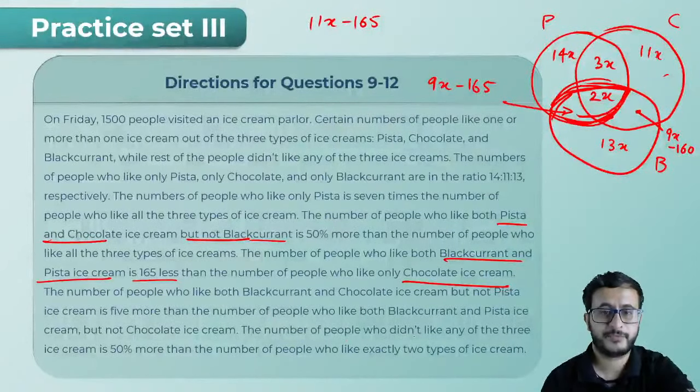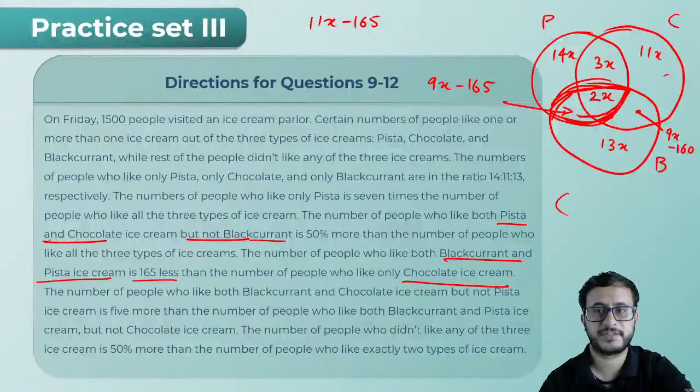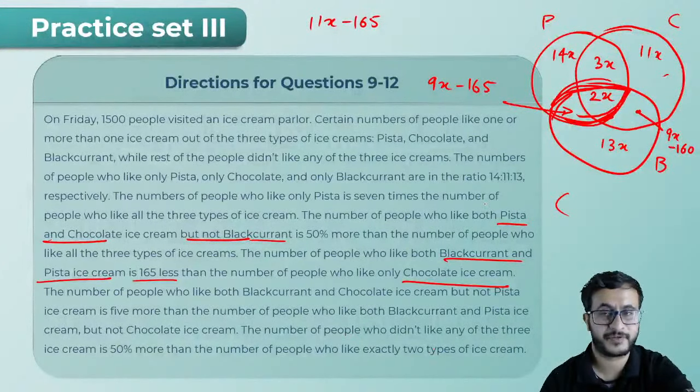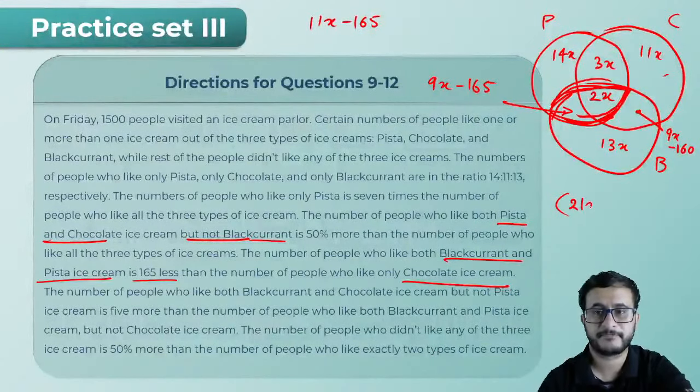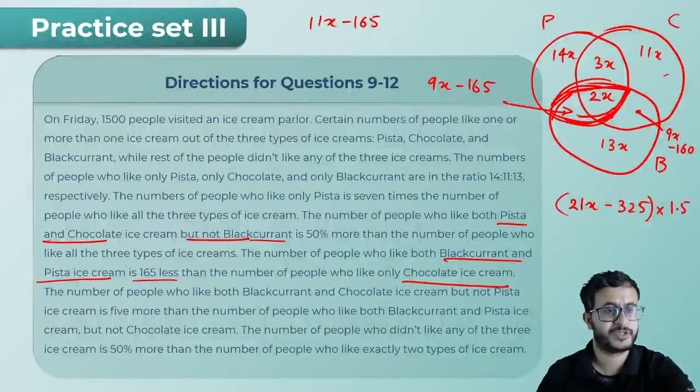The number of people who didn't like any of the three ice creams is 50% more than the number of people who like exactly two types of ice cream. So it is 50% more. Exactly two, how much will it be? 9, 9, 18, plus 3, 21x minus 325. Right, it is 1.5 times of that. Okay, this equation is formed.